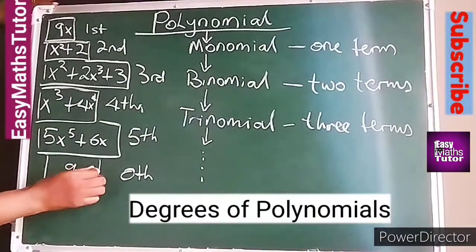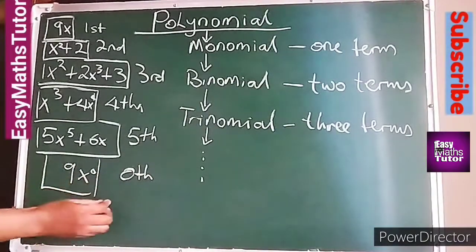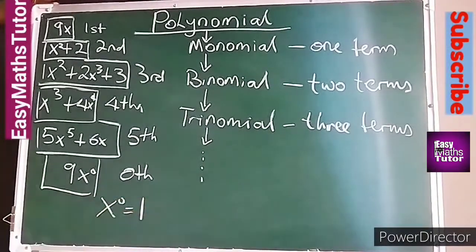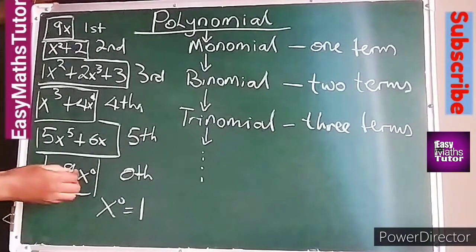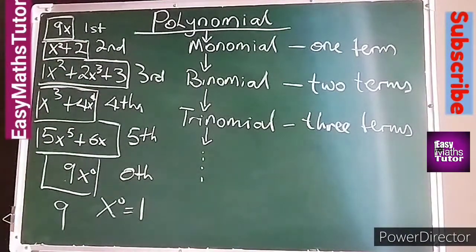x raised to power 0 will give us 1. So 1 times 9 will give us 9. Therefore, 9 is a zeroth degree polynomial. So let's identify these polynomials.